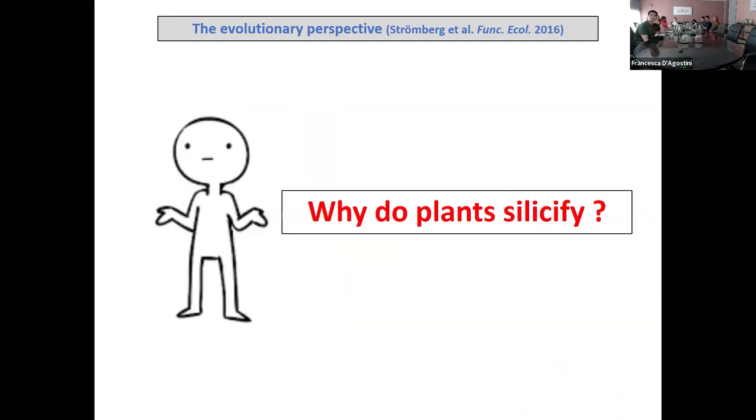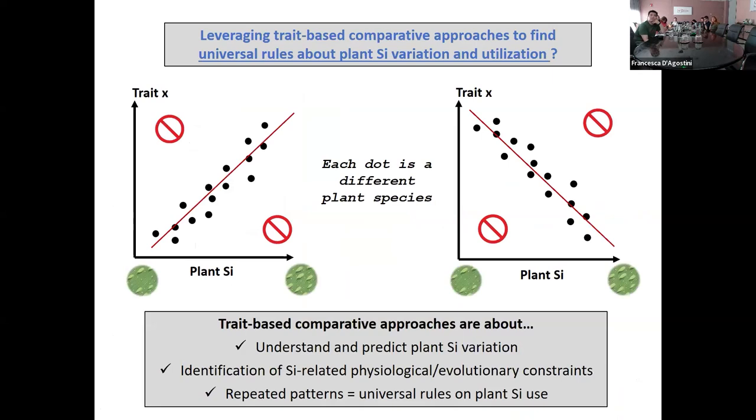So again, I guess we are still with this question, why, it's not crystal clear. I guess another way to see it, and this is really why I wanted to go to the trait-based ecology lab for my postdoc, is to use trait-based comparative approaches, right? So you study different species with different functional traits. And maybe with this kind of approach we can identify evolutionary constraints on silicification, and maybe see repeated patterns to really understand why plants expend silicon and how plants use this element.